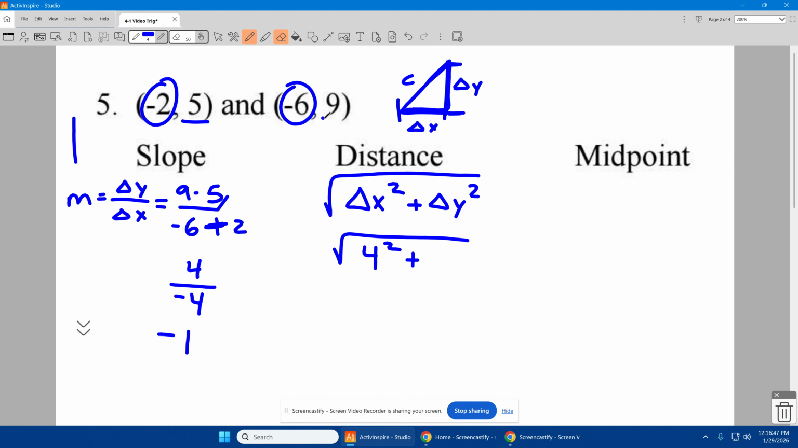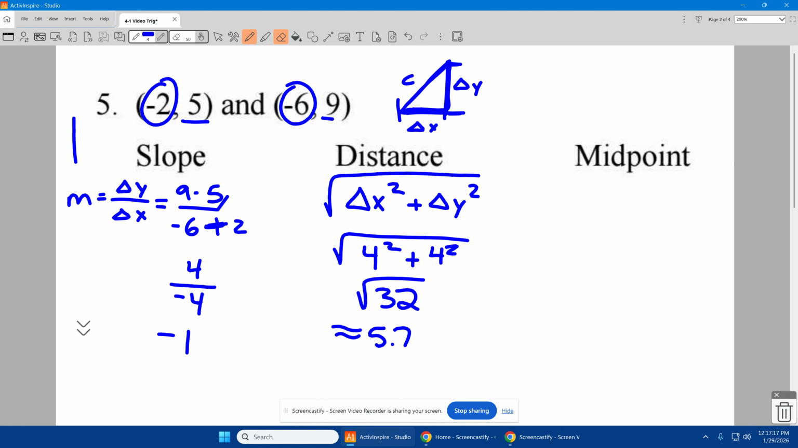Changing my Y's, 5 to 9. 4 also, 4 squared. So 16 and 16, that's going to give us the square root of 32. I don't have a calculator on me right now. Square root of 32, I know 5 times 5 is 25, 6 times 6 is 36. So it's between 5 and 6. I'm going to take a wild guess and say 5.7. Honestly, I don't know. Maybe it's closer to 5.8. Maybe I'm off. I don't know. You do it. Square root of 32 is the distance.